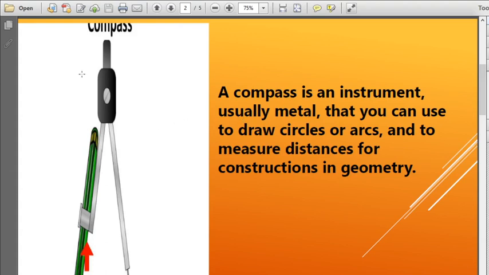This is a compass, okay? In the picture you can see this is a compass. Compass is an instrument which is usually made up of metal and it is used to draw circles or arcs and to measure distance for construction in geometry. So compass is used for measuring distances and for construction in geometry. So today we are going to make use of this instrument compass for drawing circles.